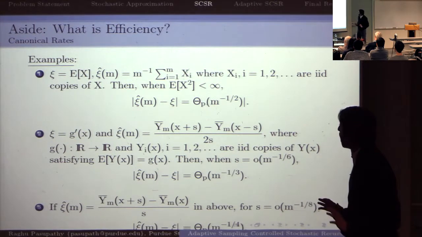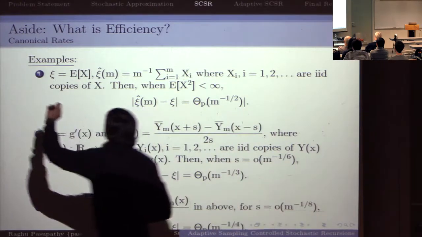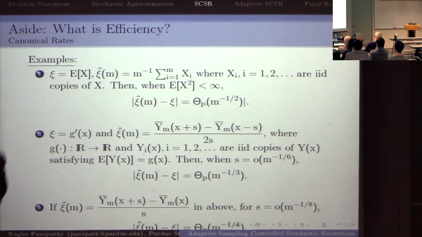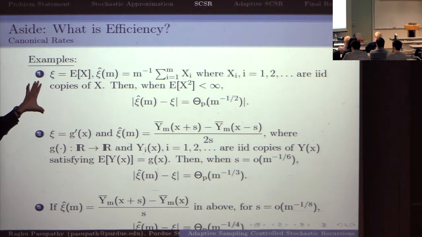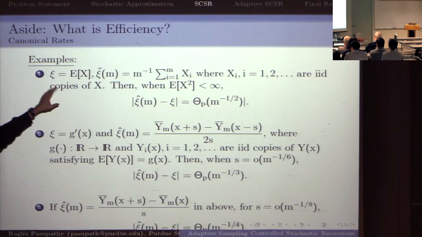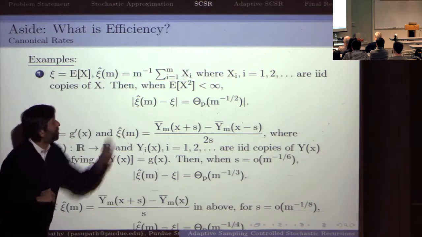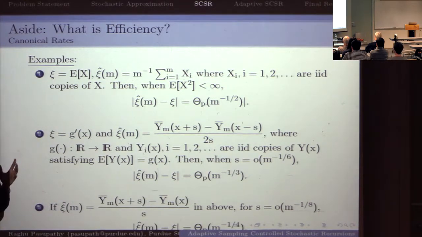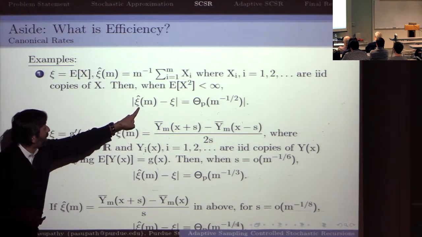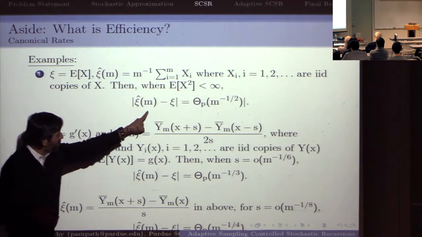Okay, before I go further, because this population is somewhat diverse, I have to explain what efficiency means in the context of stochastics. This is an aside, by the way. I'm trying to explain what efficiency and convergence rate are. So let's take the simplest example of estimating the population mean. Let's say I do the simple sample mean, just naive Monte Carlo, not quasi-Monte Carlo. So I construct my estimator of the population mean.